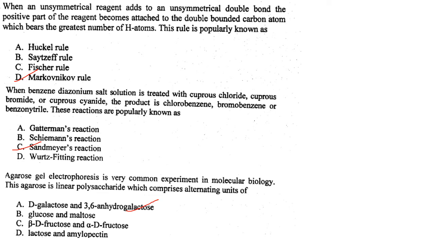Agarose gel electrophoresis is a very common experiment in molecular biology. This agarose is a linear polysaccharide which comprises alternating units. So they have asked for the units in agarose polysaccharide. So it is having D-galactose and 3,6-anhydrogalactose. So answer is option A.